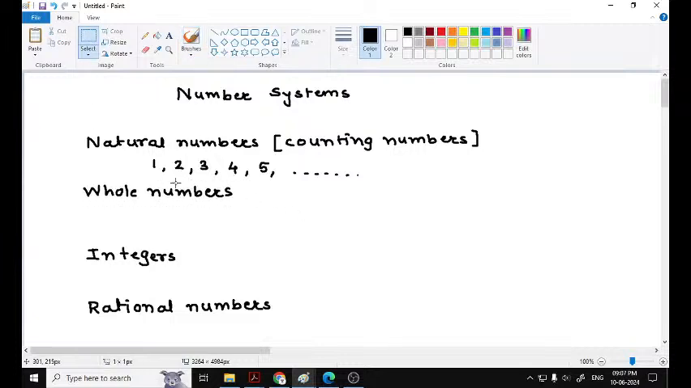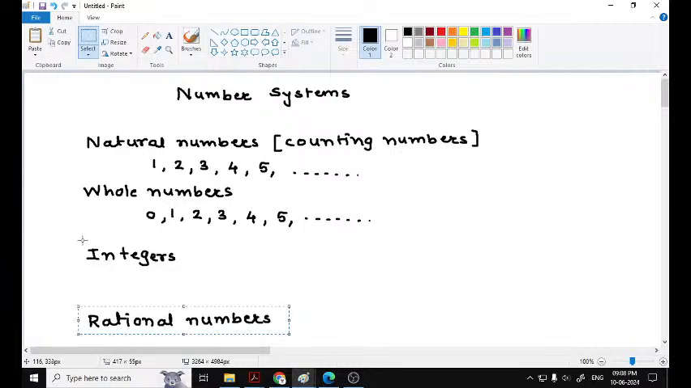Now, this set of natural numbers was modified by adding 0 into it to get set of whole numbers. So, set of whole numbers contain all the natural numbers and a 0.